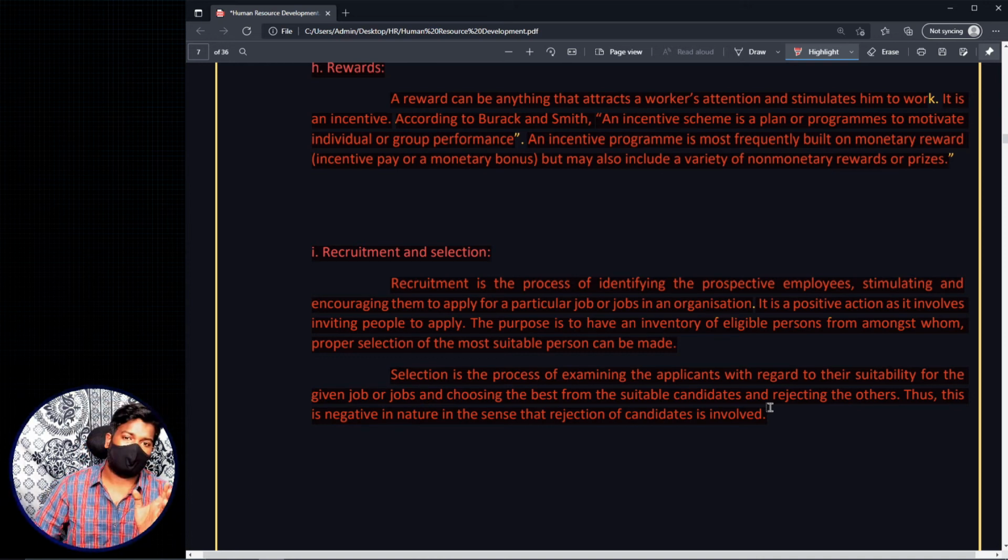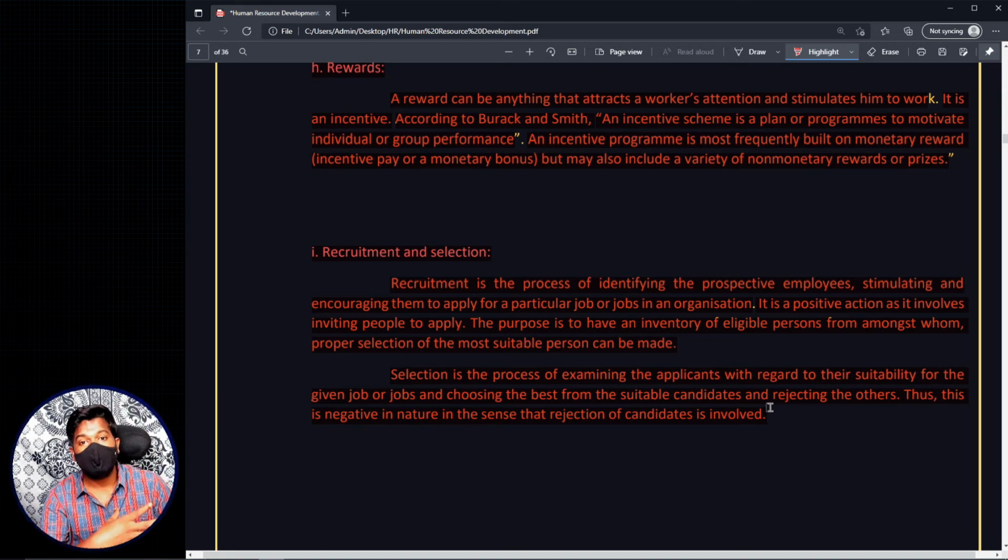I have also covered this recruitment and selection topic in my previous subject, human resource management. You need to see it there. We have discussed each and everything related to recruitment and selection. Basically, recruitment is where you stimulate and encourage applicants to apply to your organization. That means you may be doing so many different things.